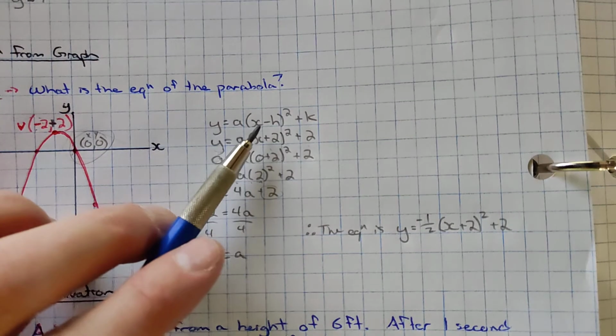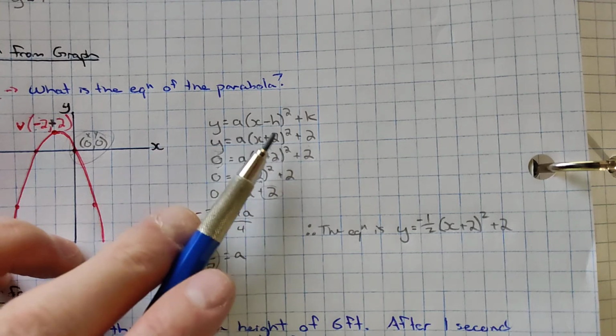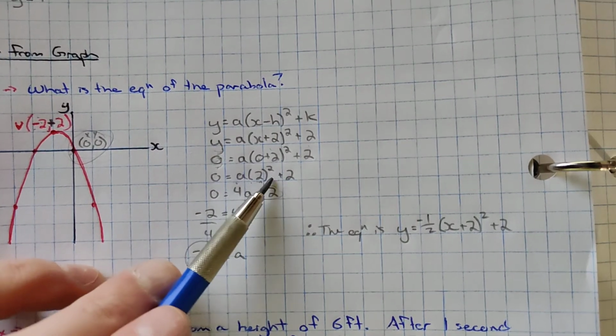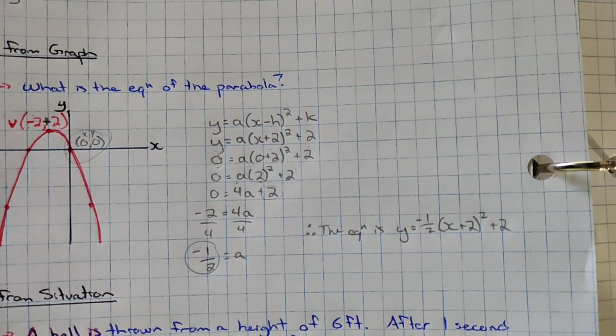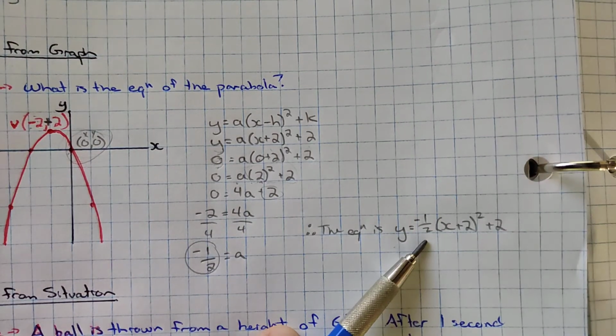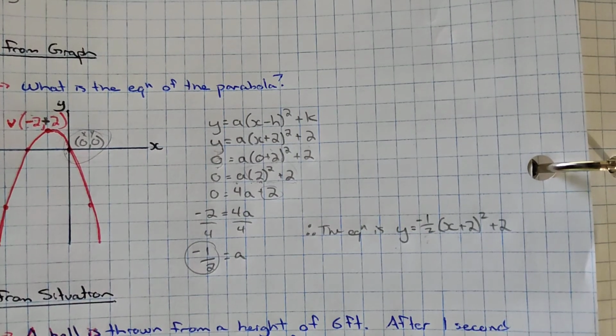But you sub in your h, you sub in your k from your vertex, you sub in another point for x and y, you solve that for a. Again, be careful. This is not to be added. BEDMAS rules still apply, order of operations. And then you'll get your a value, which you can then put in the equation. A value, h value, k value.